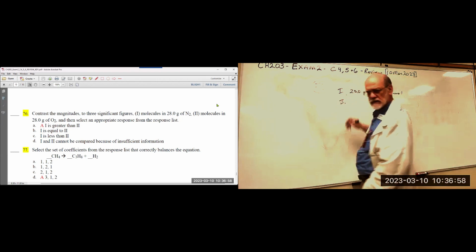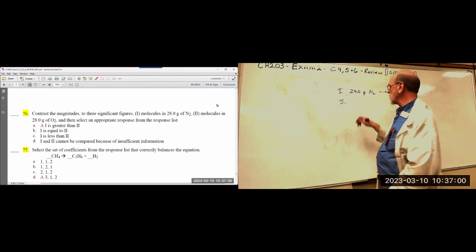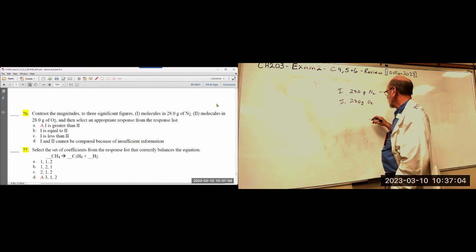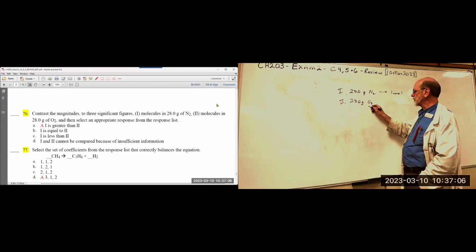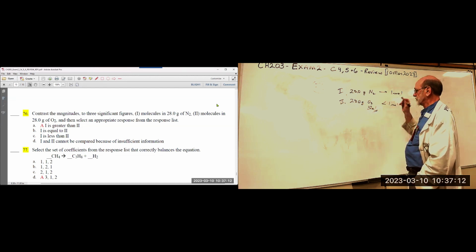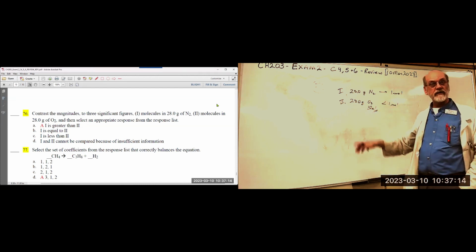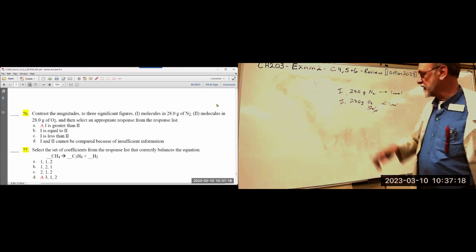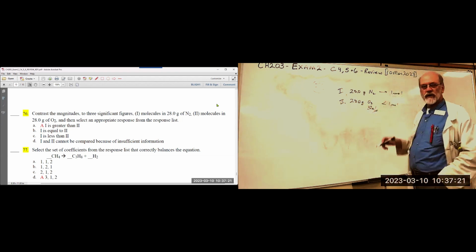How about 2? 28 grams of O2. So the molar mass of O2 is 32 grams per mole. So this is going to be less than a mole. We don't have enough to make a mole. So this one is greater than that one. 1 is greater than 2.